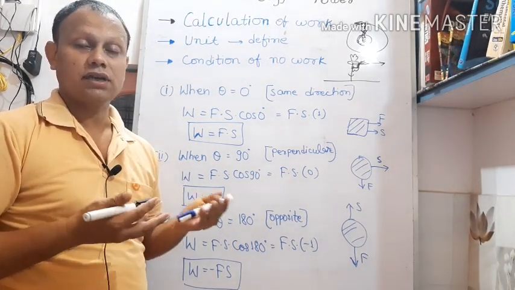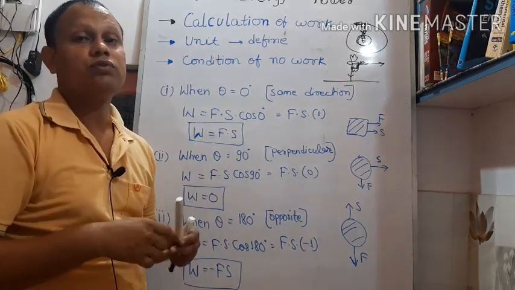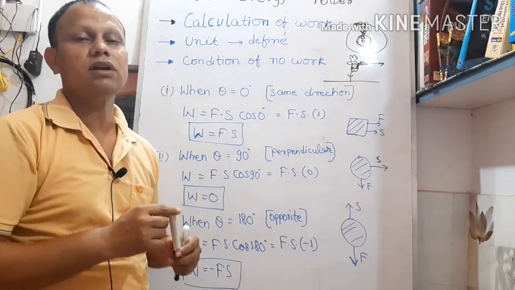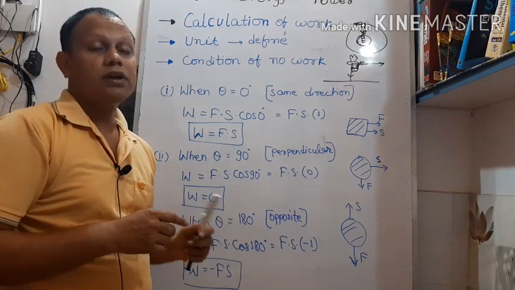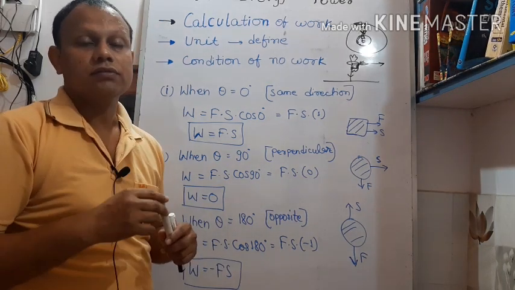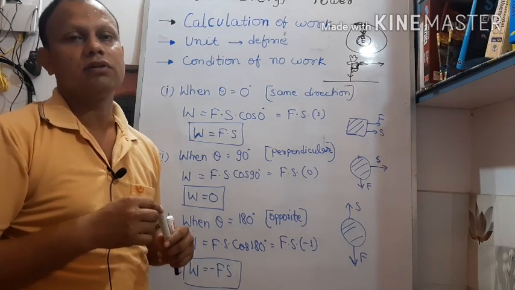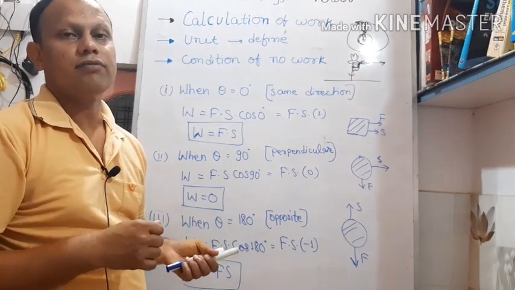For example, when the object is going upward, the gravitational force will do negative work, because the gravitational force is acting vertically downward. Similarly, friction always opposes the motion, so it always does negative work. So these are the examples of negative work in our life.